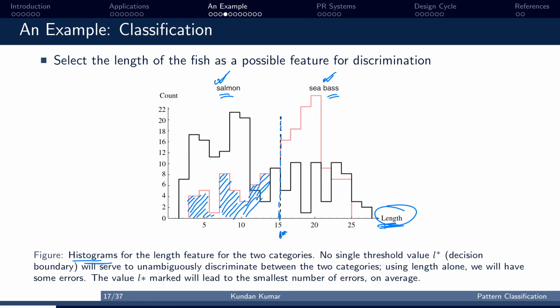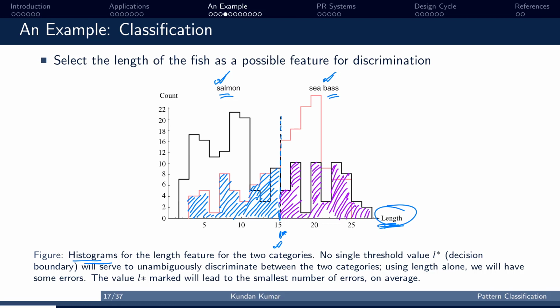So these shaded areas are nothing but the erroneous result. That means we are encountering this much error if we put this threshold to make the decision. So this error is only for the sea bass. We may have the other error as well, because some portion of salmon fish is on the side of sea bass, like this one. So this is the error. So the total error will be the shaded area that I am shading here. Just observe how much area I have shaded. So this much error we have to encounter if we put the threshold something like this on the length feature.